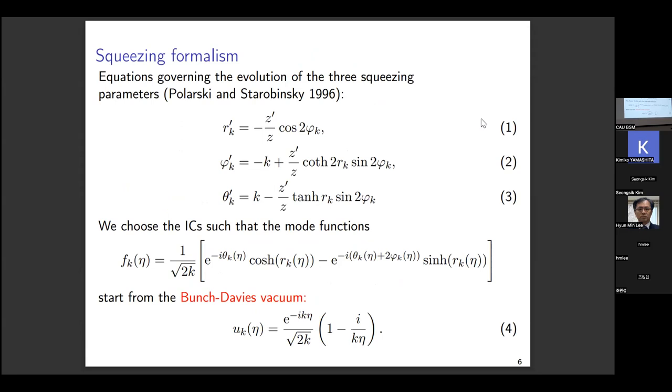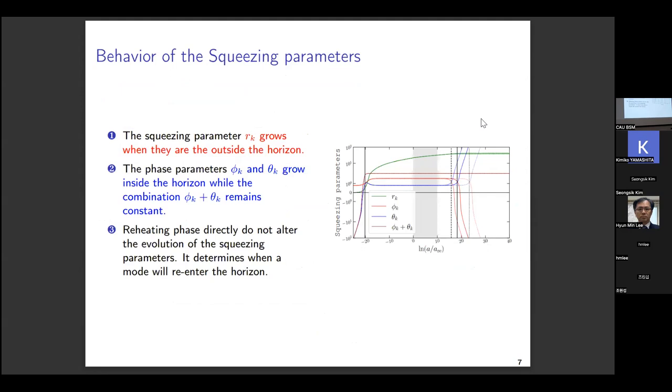And we start with some specific initial condition such that my mode function starts from the Bunch-Davies vacuum. Okay, so now we have these equations of motion. We will solve them, and then we will define some complexity measures from these quantities, like the squeezing parameter and the squeezing angles. Let me give you the behavior of these squeezing parameters if you solve them. The squeezing parameter r_k grows when the mode exits the horizon. So this is horizon exit, this is horizon re-entry from a different equation of state. The phase parameters grow outside the horizon, but their sum remains constant throughout.